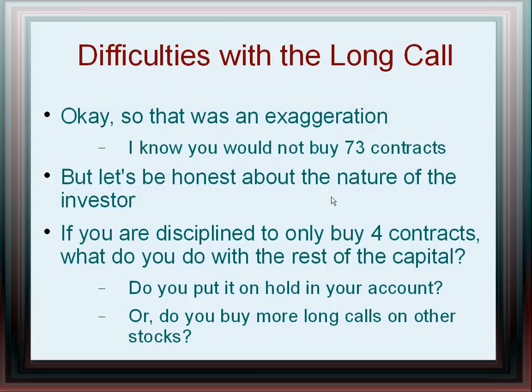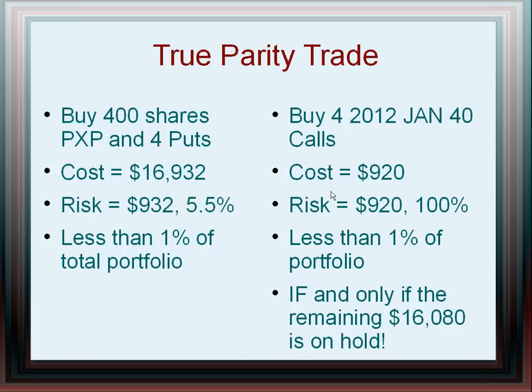Or now are you going to take the remaining $16,000 that you have? If you only bought the 4 contracts, it'd be about $920, excuse me, invested. Are you going to take the remaining $16,000 or so and now buy 4 calls on ABC? Maybe buy 5 calls on XYZ, maybe trade a couple spread trades with that remaining capital. See, now we are no longer close to parity anymore.